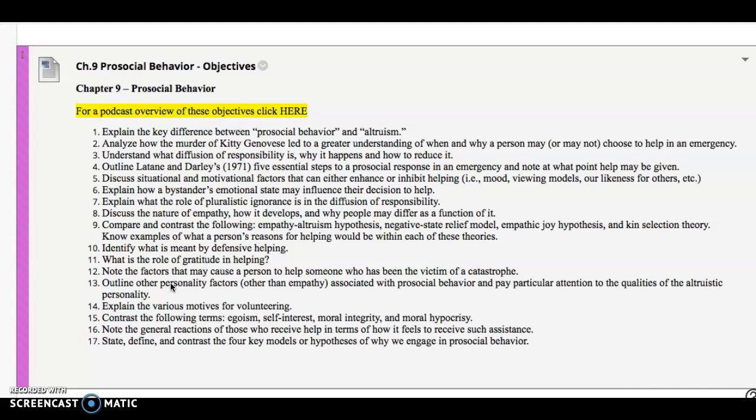So we looked at pluralistic ignorance earlier in the semester. How does it play out here when we have a diffusion of responsibility happening in a bystander intervention type of situation? 8, discuss the nature of empathy, how it develops, and why people may differ as a function of it.